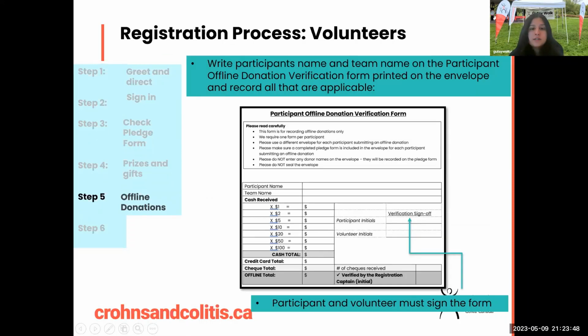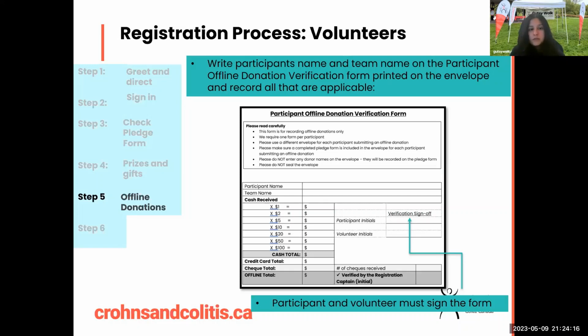So here we'll have the participant offline donation verification form. This is the form that Naval mentioned is now printed on the envelope. This is what you'll have stacks of with each pair. So when the person comes to give you the offline money, this is where the pledge form and the offline money will go into. And the money checker will tally up these numbers.